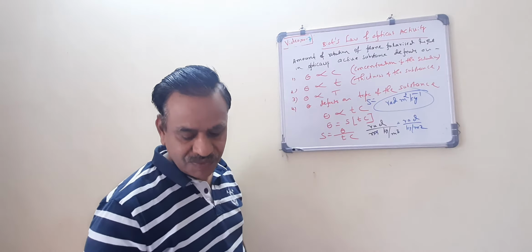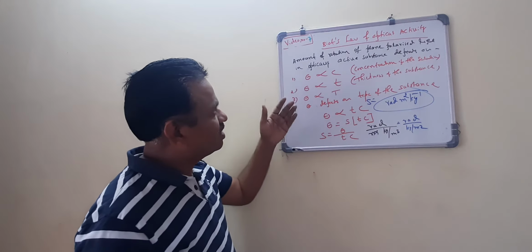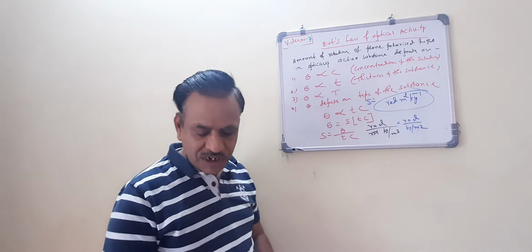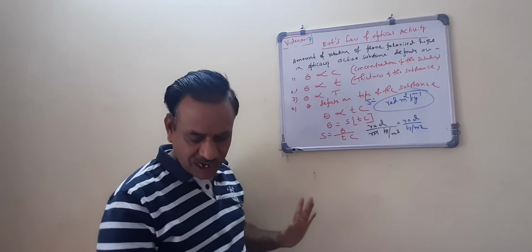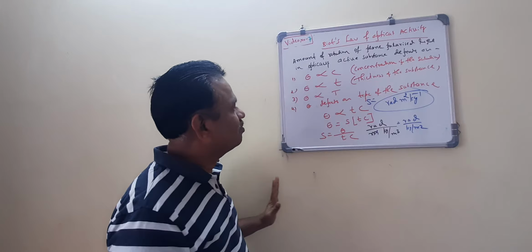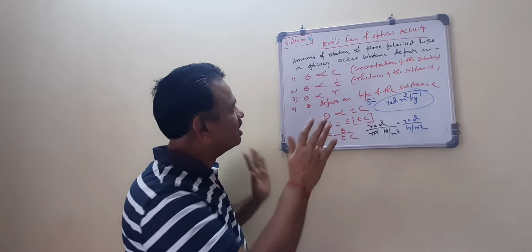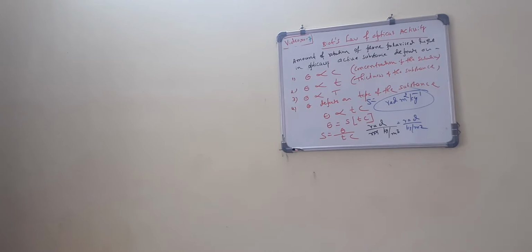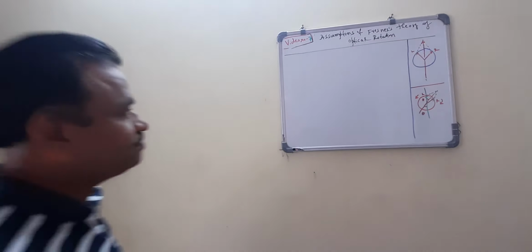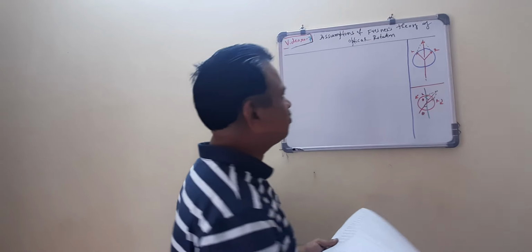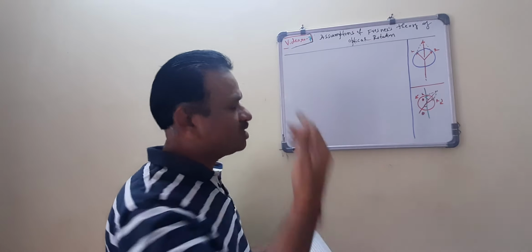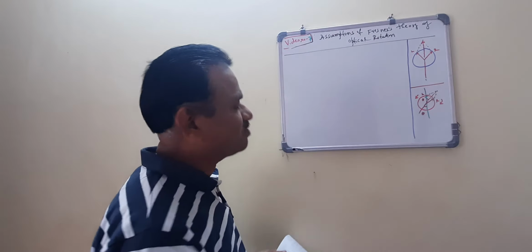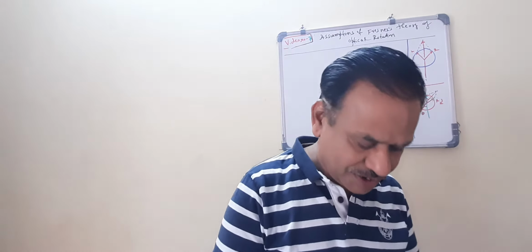Next is the assumptions of Fresnel's theory of optical rotation. What are the assumptions made in deriving this equation? It is a 4-mark question. We explain the assumptions made by Fresnel while explaining optical rotation.